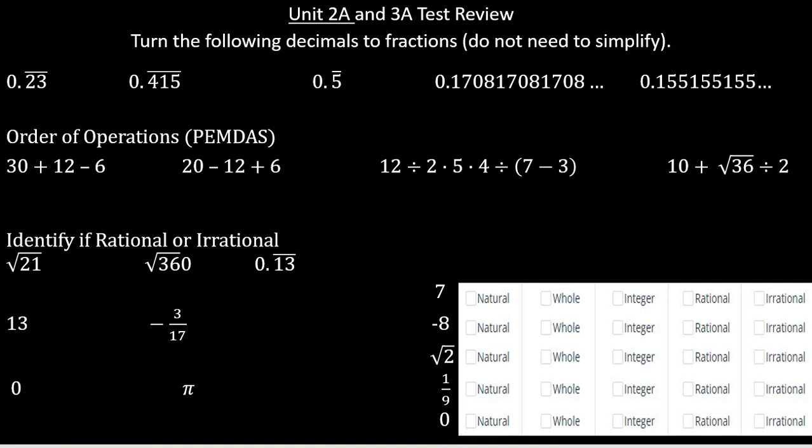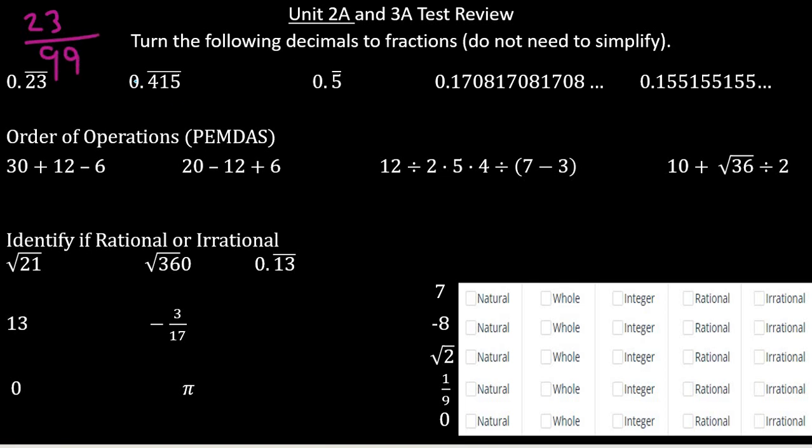All right, so this will be the Unit 2A part of the review. We're going to turn the following decimals into fractions, and we don't need to simplify. Anytime we have a line above the numbers, that tells us it's going to be repeating. There are two numbers there, the 2 and the 3, so that's how many 9s we're going to put on the bottom. So this would just be 23 over 99, and that's all you have to do.